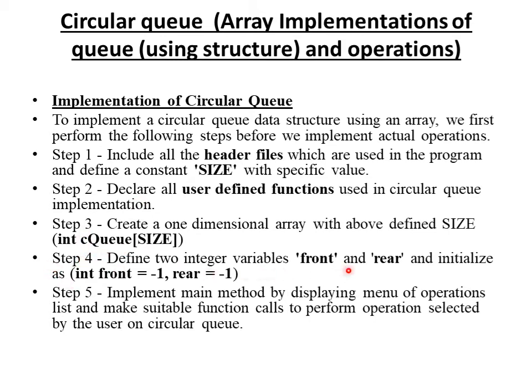Step 4. Once again, I require two variables: front and rear. Why? Front is used to delete and rear is used to what? Insert an element into a queue. Step 5. Implement the main method by displaying a menu of operations and make suitable function calls to perform the operation selected by the user on circular queues.